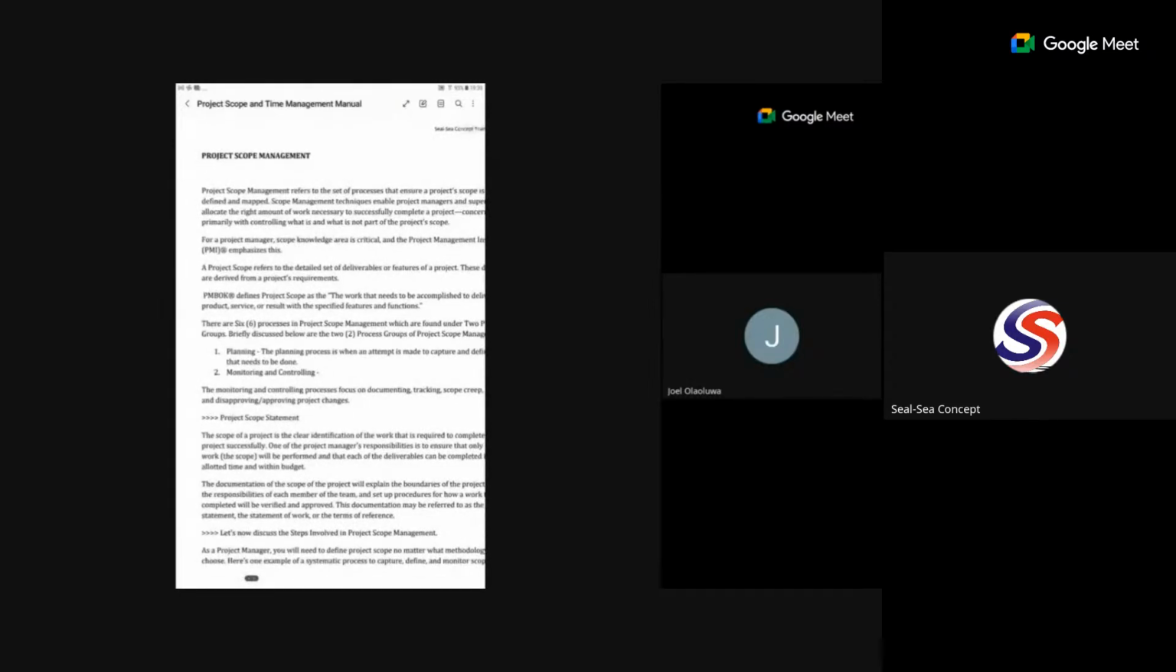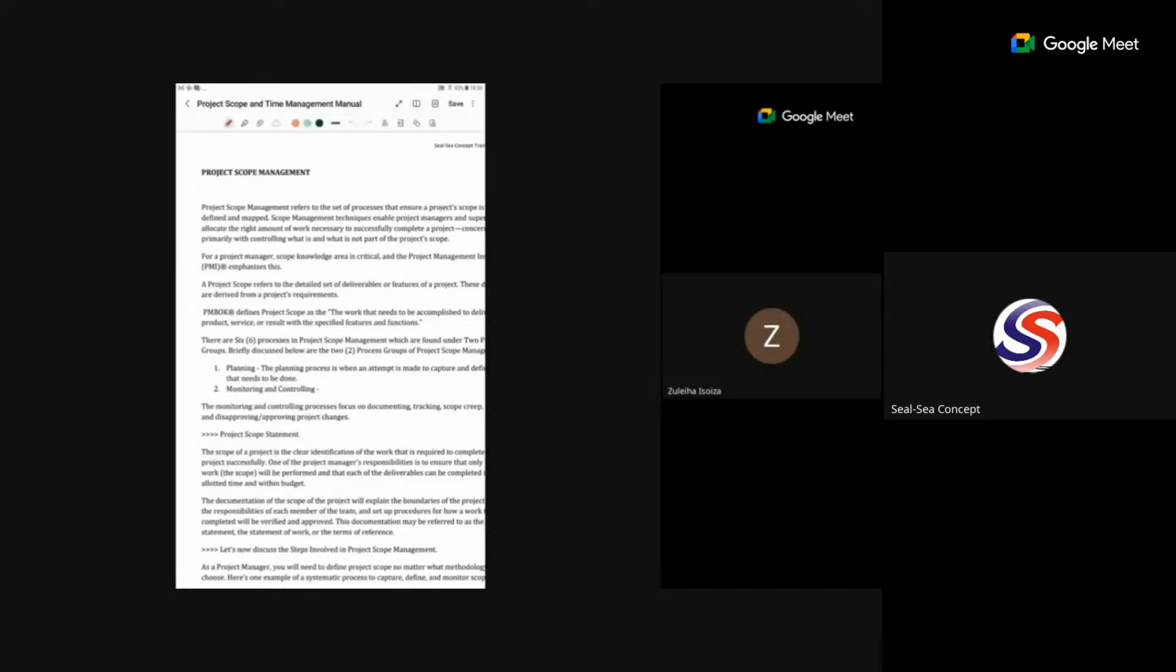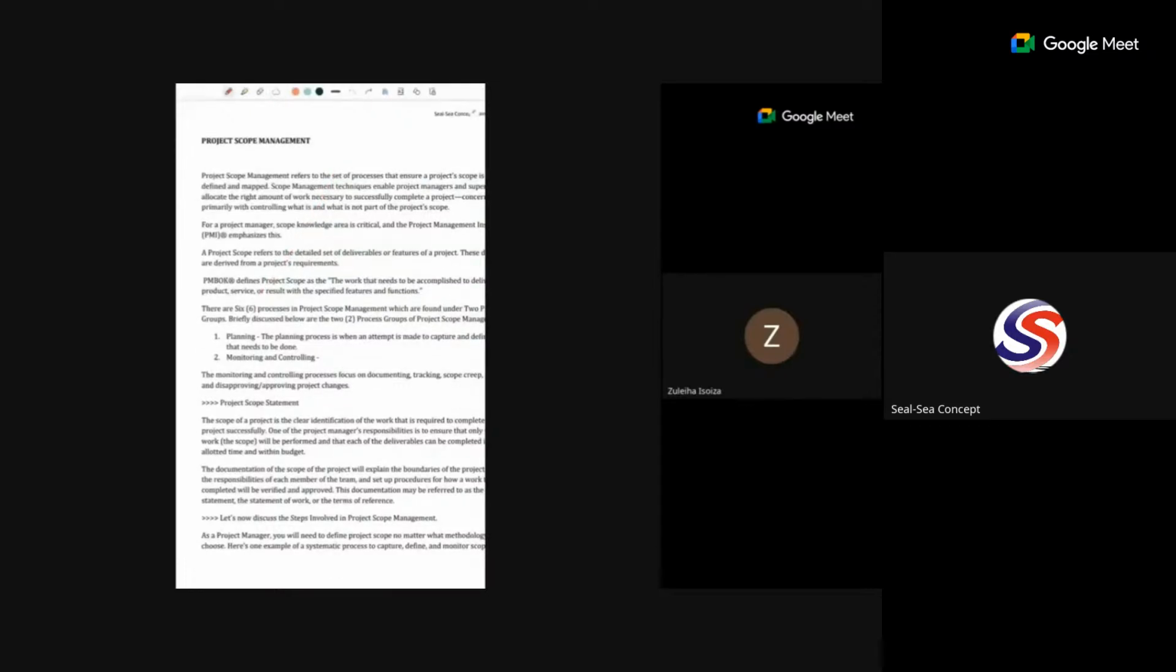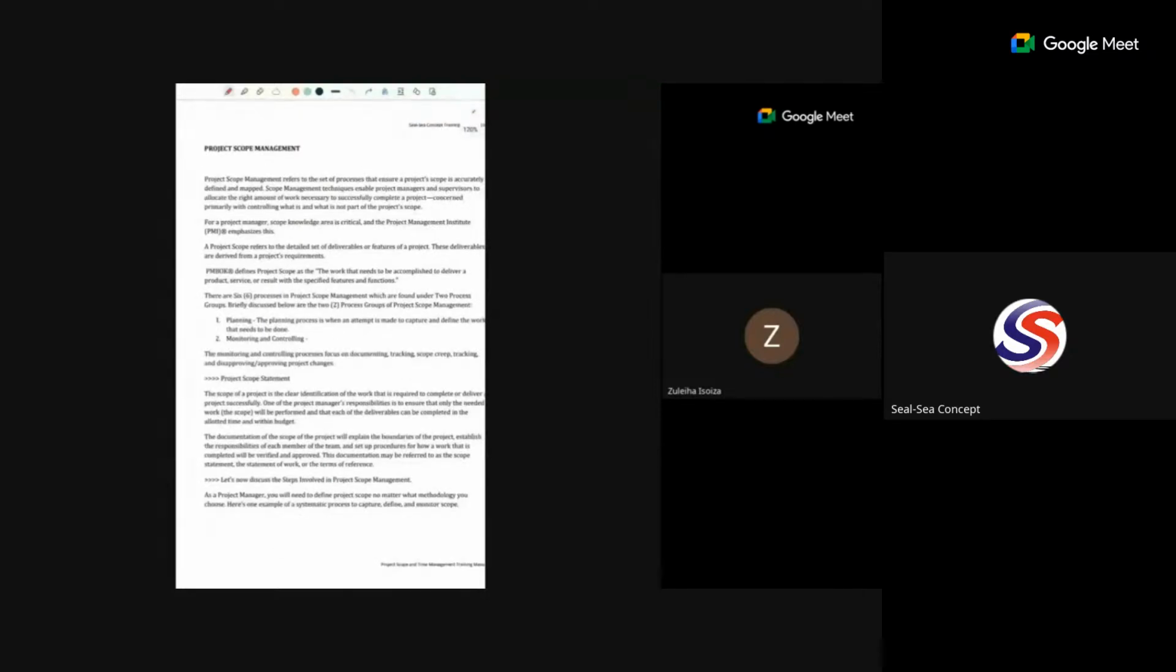Ladies and gentlemen, welcome to project scope management. One of the very important project baselines. In the previous training, I explained what we mean by project baseline. I described project baseline as something that you should see like the shape of a triangle.